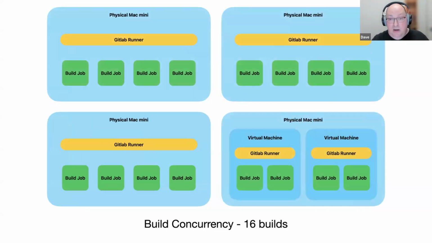So this is what our environment looked like pre-Orka. We had 3 of those machines that were just running GitLab runners and doing 4 build jobs, and then that 4th machine, the temporary Mac Mini, ran 2 virtual machines, which each in place ran a GitLab runner, and we made those run 2 each to give the concurrency of the physical machines back to 4. So this gave us the ability to process up to 16 concurrent builds on the old system.